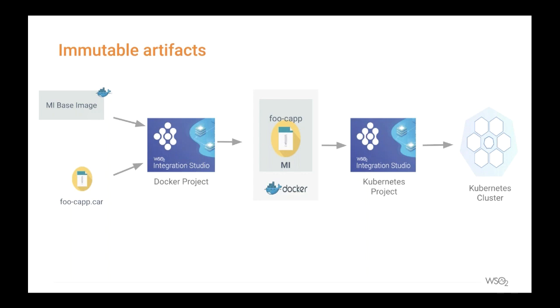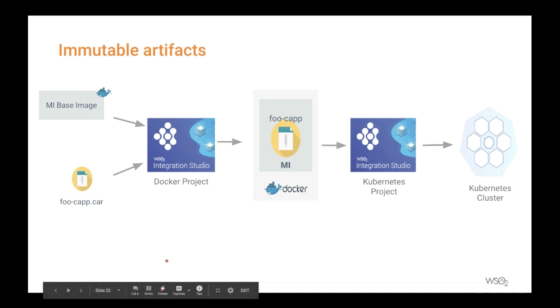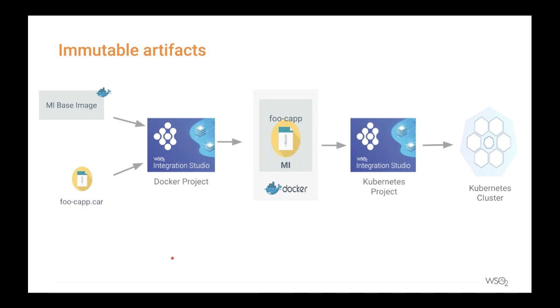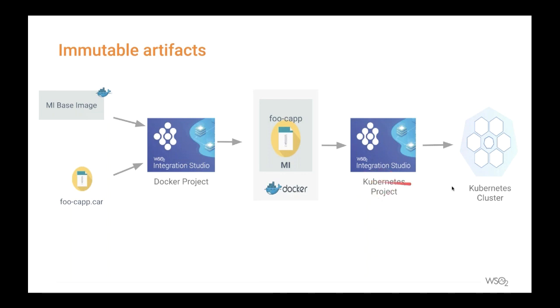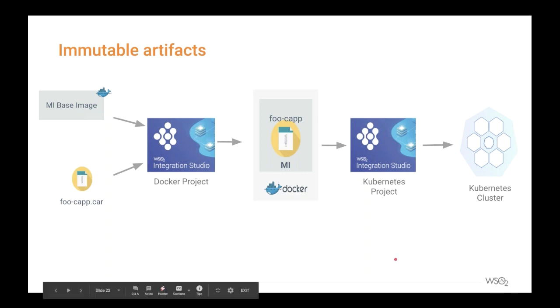Here, you can create your own Carbon application, and you can have the Docker base image from the Docker Hub, and in the integration studio, combining both of them, you can create a Docker project. And with that, you can create a Kubernetes project in the integration studio itself and deploy it to the Kubernetes cluster. So the integration studio is the one which provides you seamless integration from your development up to the deployment. This is another tool which comes for the micro integrator. Actually, it's available for all the enterprise integrator, and it works with micro integrator as well.